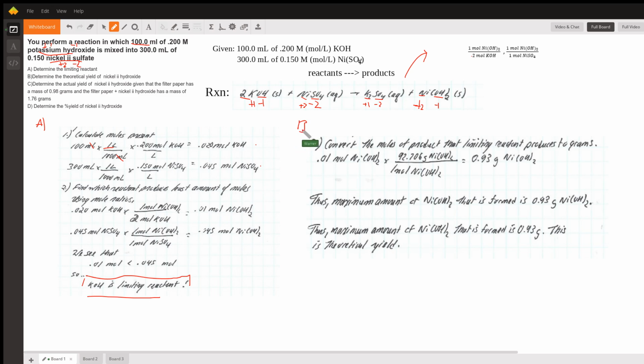So for part B, we're trying to find the theoretical yield. What do we mean by theoretical yield? The theoretical yield is the maximum amount of product that can be formed from a limiting reactant. So using what we found earlier, we use this number of 0.01 moles of nickel hydroxide and use the molar mass of nickel hydroxide. We can simply do this by the atomic masses from the periodic table. And we find that it's 92.706 grams. So using molar mass, we find that 0.93 grams of nickel hydroxide are produced from the limiting reactant. So this is our theoretical yield. So that's the answer to part B.